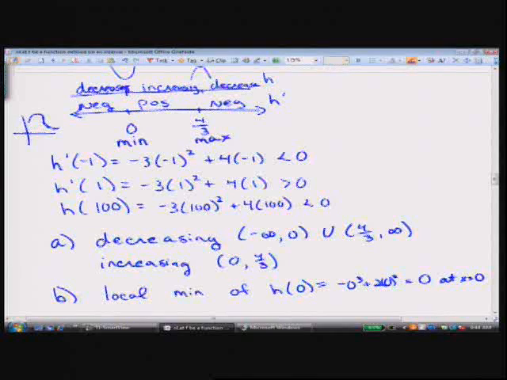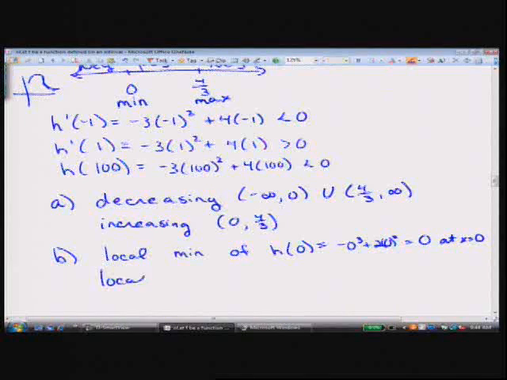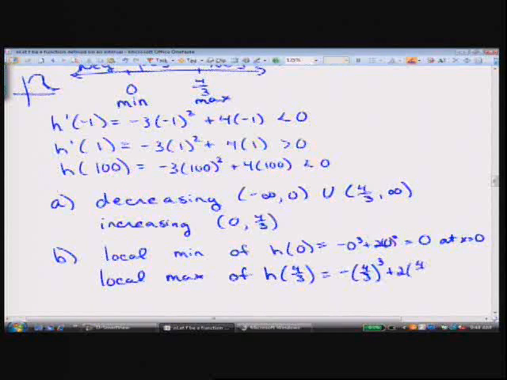So we have a local min of 0 at x equals 0. We like to use that language: we say what the y value is, at where the x is. So that's a min at the point (0, 0). And then we have a local max, which will be h at 4/3, equal to the opposite of 4/3 cubed plus 2 times 4/3 squared, which if you calculate that, you'll get 32 over 27. So we have a local max of 32 over 27 at x equals 4/3.